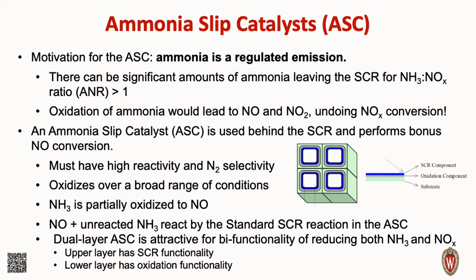So the ammonia slip catalyst is brilliant because it oxidizes over a broad range of conditions. The ammonia that gets partially oxidized to NO, the NO and any unreacted ammonia react by the standard SCR reaction in the blue layer, and we have bonus NOx conversion in the ammonia slip catalyst. So this dual layer situation is attractive for both getting rid of the ammonia and again doing some bonus NOx conversion.